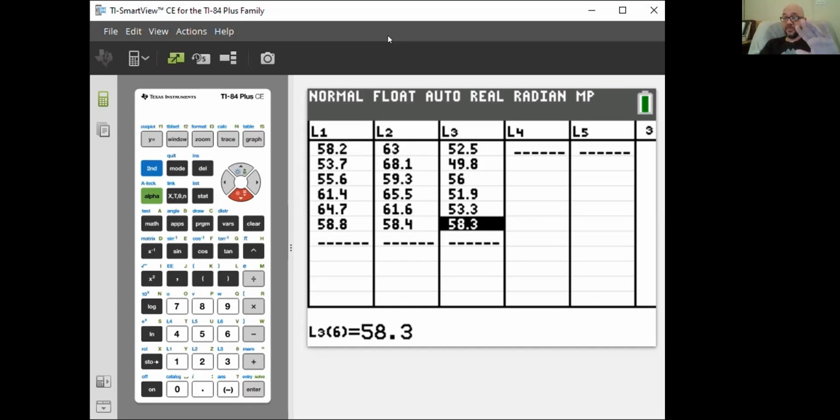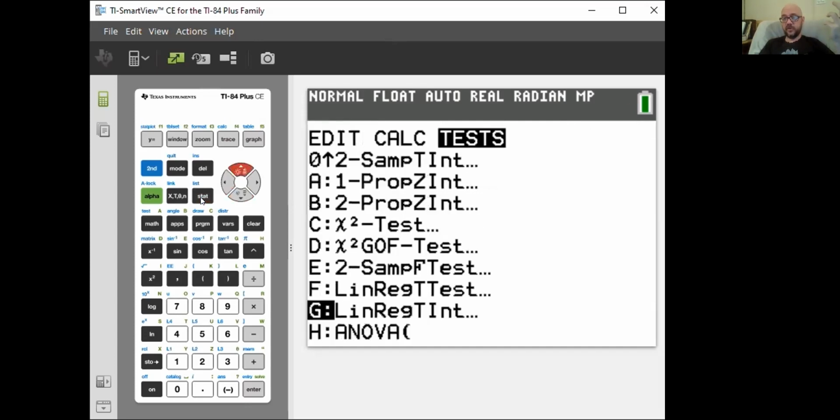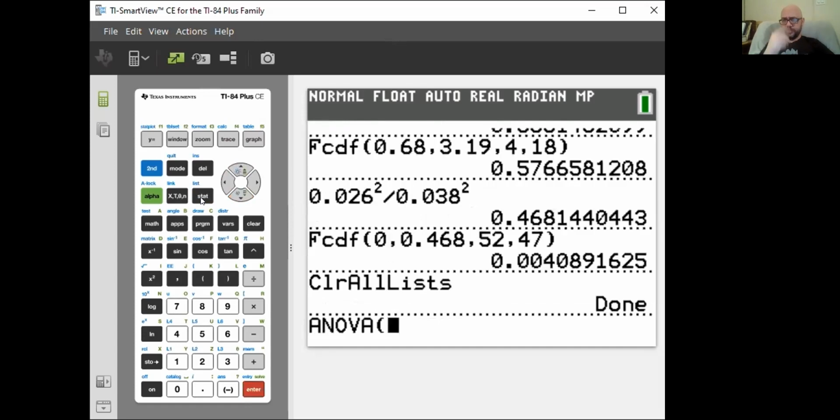It's worth the time. That said, here's how you do an ANOVA test. There is an ANOVA button. I'm just going to go to Stat, Test, and ANOVA. Stat, Test, ANOVA. There it is. Bam. And then I have to tell it which list I put the data in. We put them in L1, L2, L3. So we're going to do L1, comma, L2, comma, L3. You've got to have the commas.